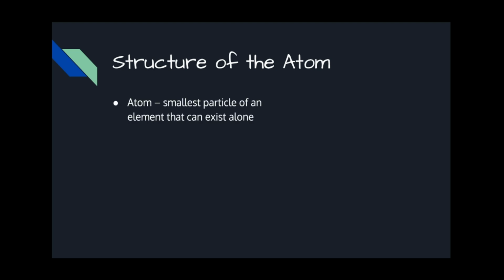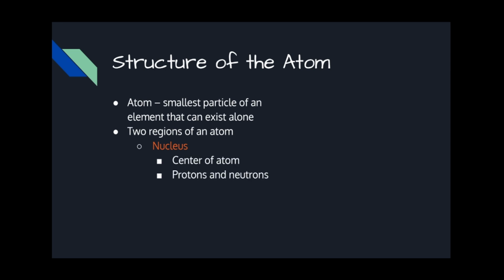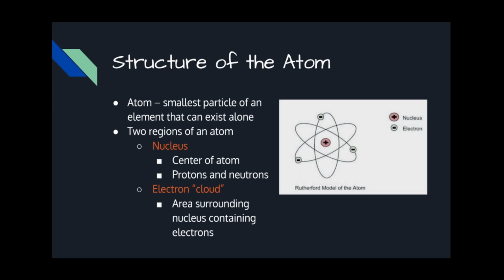Again, an atom is the smallest particle of an element that can exist alone. There are two main regions of an atom. We talk about the nucleus. That's the center of the atom. That's where you have protons and neutrons. And we have what we call the electron cloud. That's the area surrounding the nucleus. That's where we're going to find the electrons. So here, in this model of an atom, we have the nucleus inside, we have the electrons on the outside. Again, this should be a review from what we talked about before break.